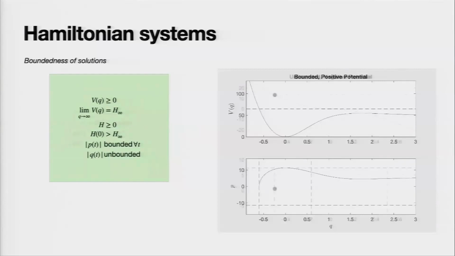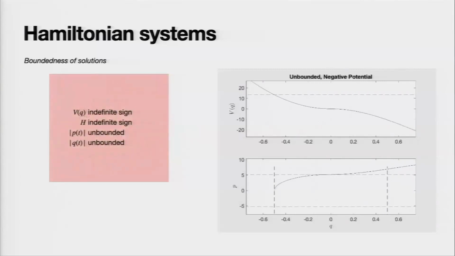What is not good is a potential like this one, for example. Here, we don't know whether the potential is going to be positive or negative. And you see that the motion is going to be unbounded in both Q and P. So there is some kind of instability. And we don't want that.